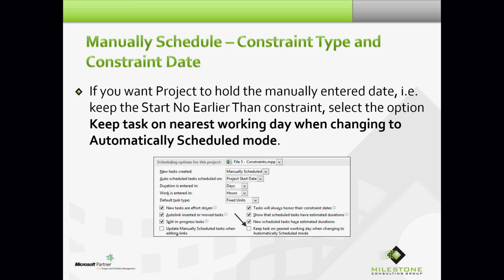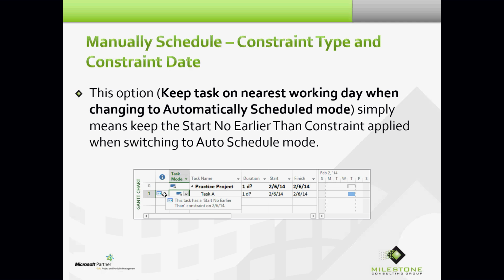Stop and think about everything we've talked about so far. Kind of clever, right? Let's just not display things. Because by displaying things, we tend to worry people. This option, keep task on nearest working day when changing to automatically scheduled mode, simply means keep the start no earlier than constraint applied when switching to auto schedule mode.